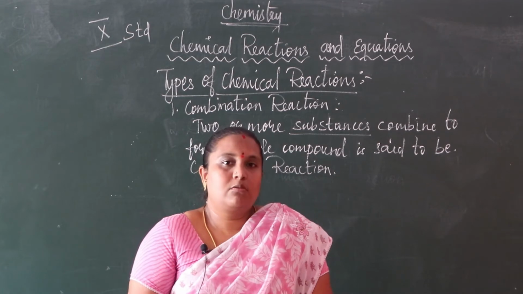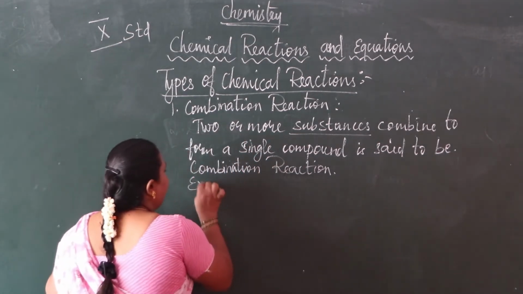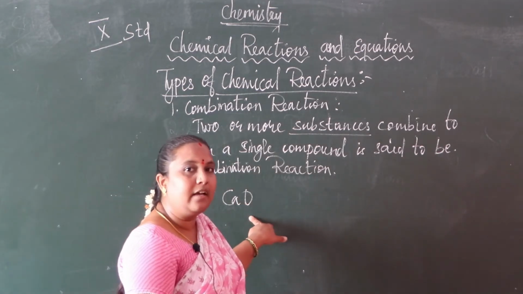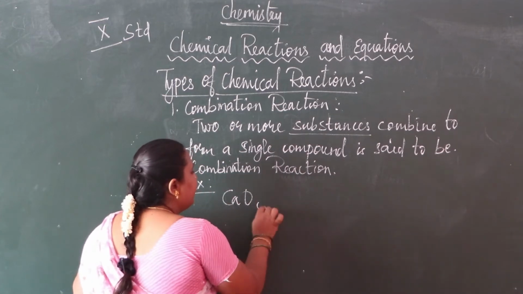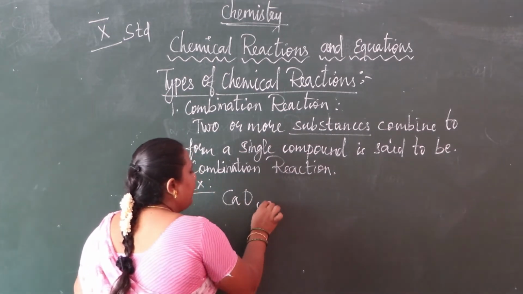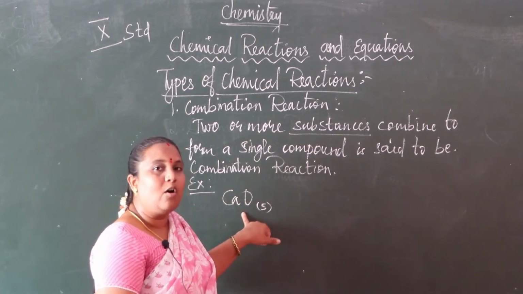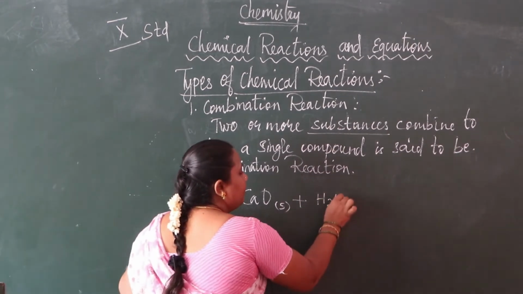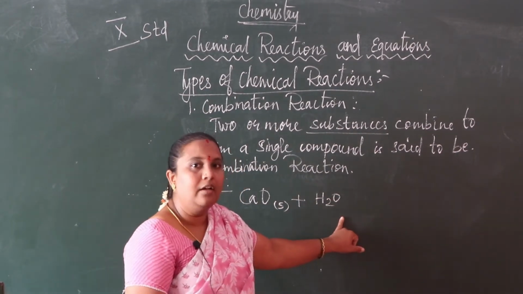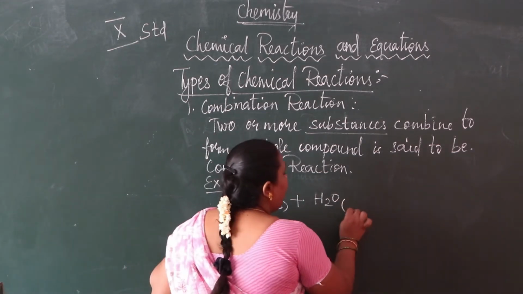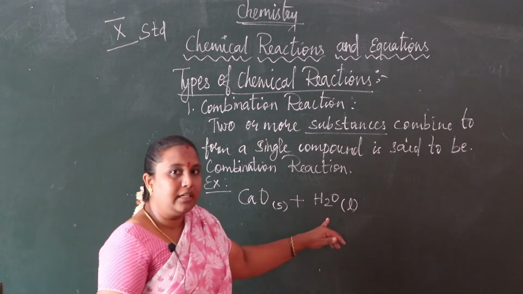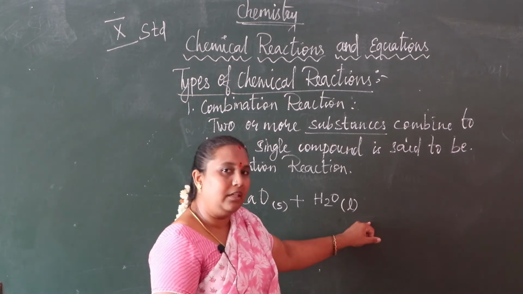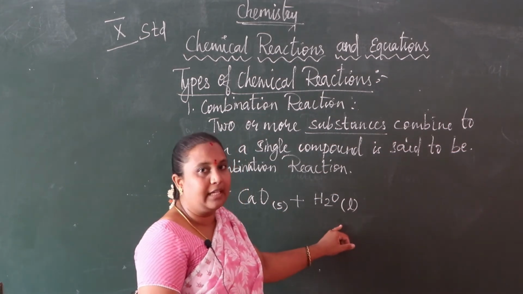Example: calcium oxide. Calcium oxide is a compound. It is a solid. We are mentioning the state of the calcium oxide, that is solid. It reacts with water. So this is also a compound. Water is a liquid, you know that now. So calcium oxide is a solid and water is a liquid. Both these two compounds react.